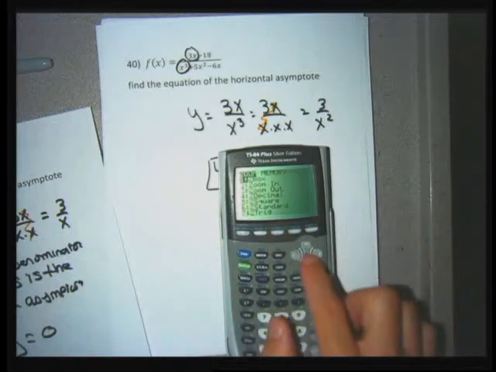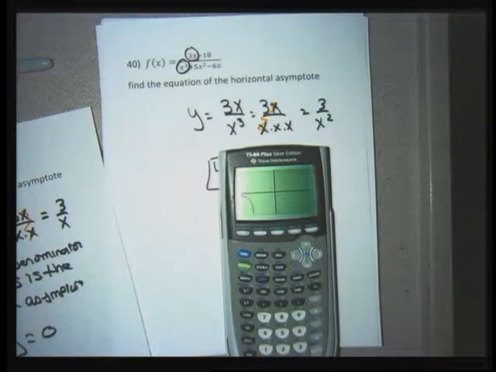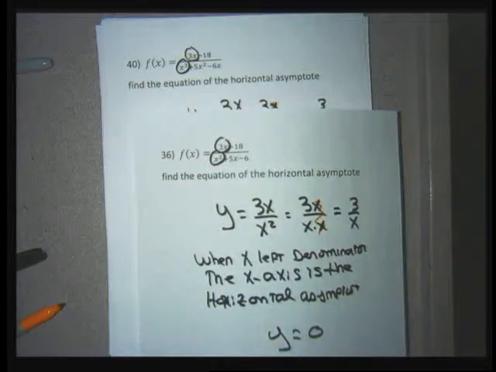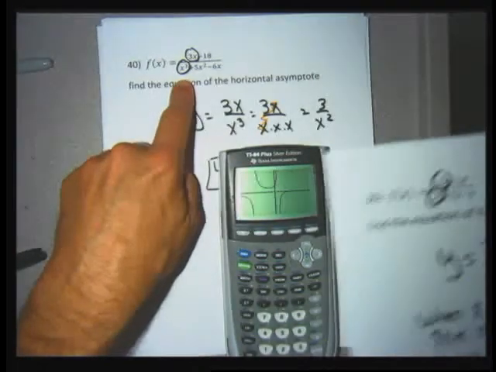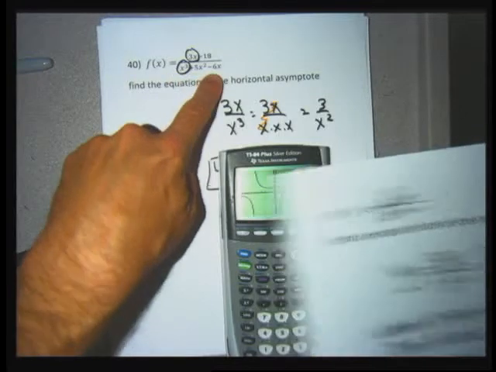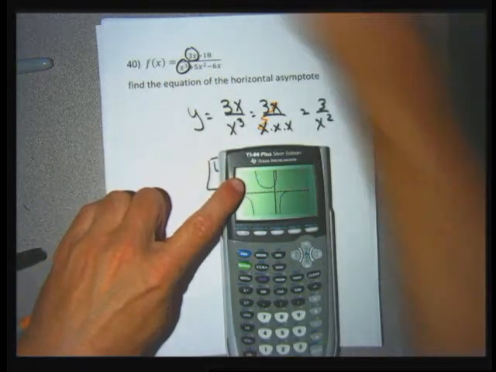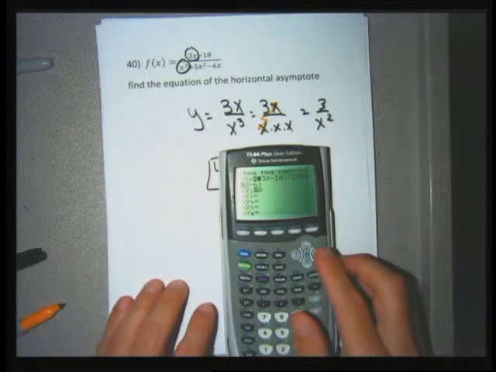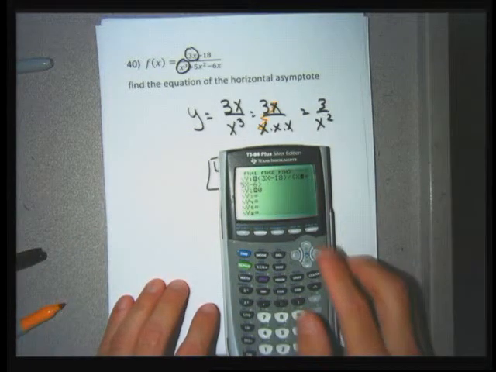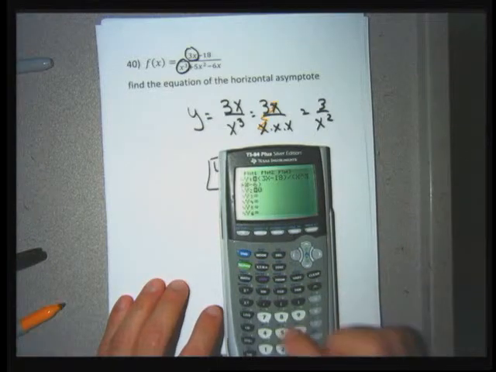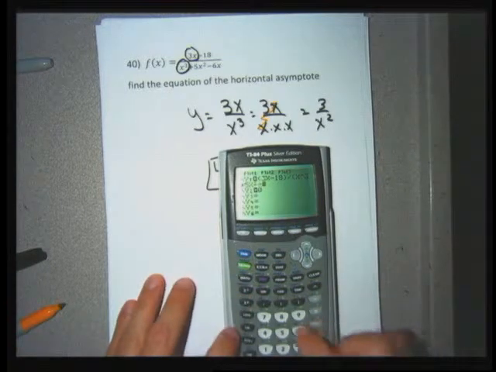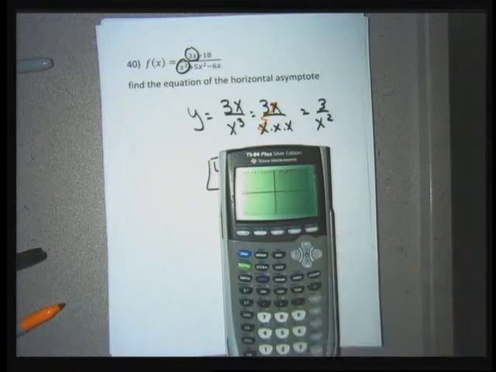Let me go back to a standard window. So in a nice standard window, that's the graph of 36, the 3x minus 18 over x squared plus 5x minus 6. And now I'm going to change that denominator to have x cubed plus 5x squared minus 6x. And all of a sudden the graph's going to look different, but it's going to have the same horizontal asymptote. So I'm going to go 3x minus 18 divided by x cubed plus 5x squared minus 6x. When I hit my graph button, the graph is not going to look the same. It's clearly not the same graph.